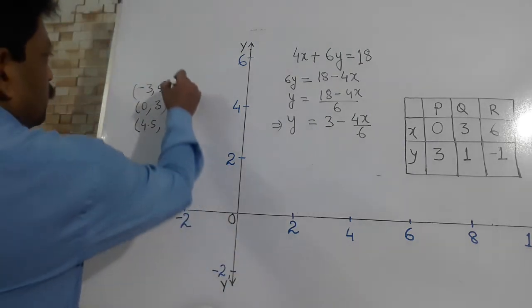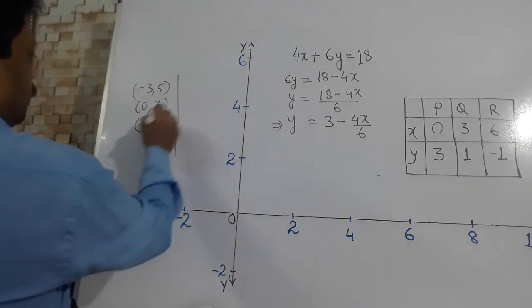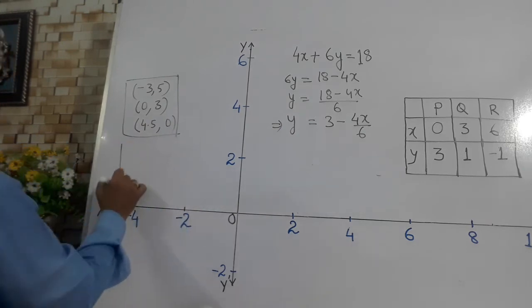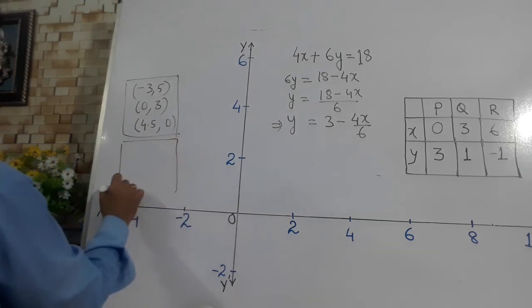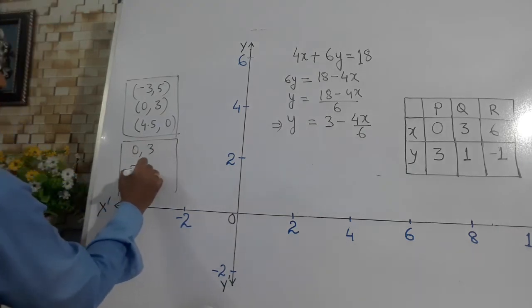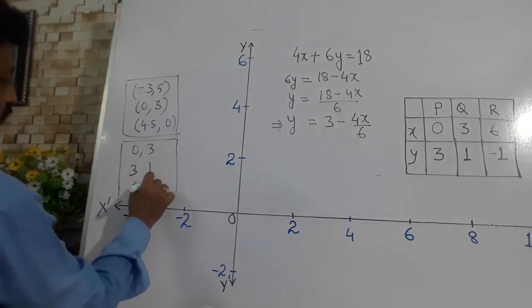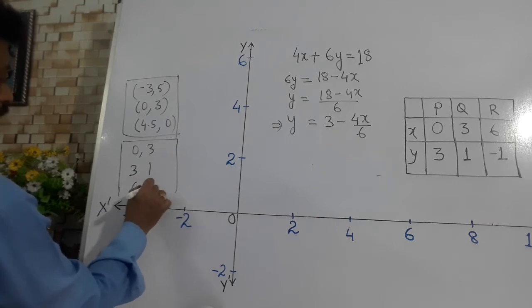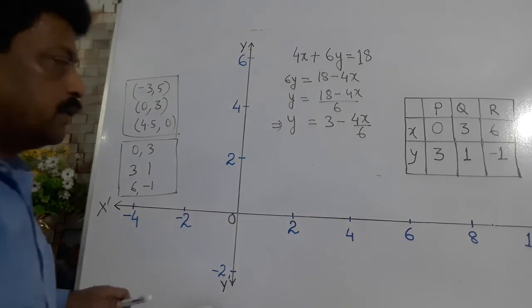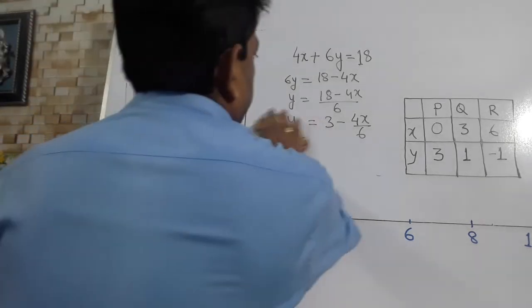Okay. So let me write these points also separately so that I can plot it on the graph paper. So first one is 0, 3, second one is 3, 1, third one is 6, minus 1. Now let me represent them graphically on the graph paper.